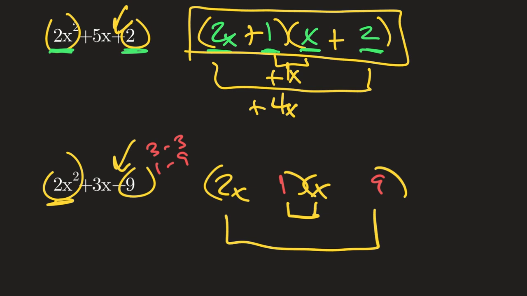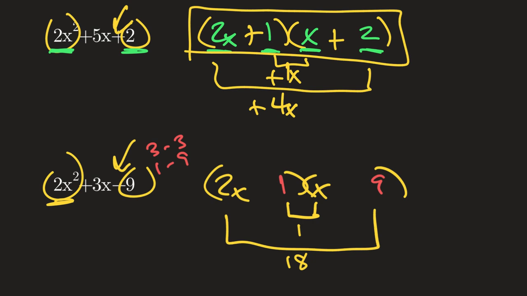So outside here, guys, what's 9 times 2? 18. What's 1 times 1 in the middle? 1. Do 18 and 1 subtract to give you a 3? They don't. That means this combination doesn't work.